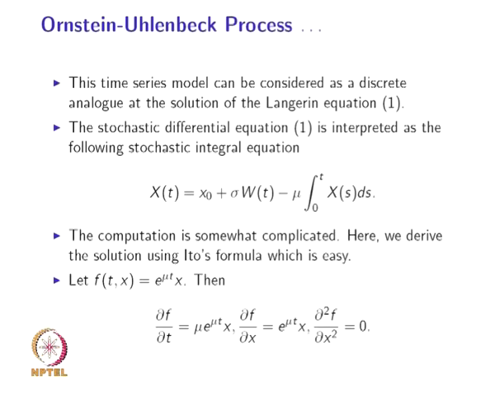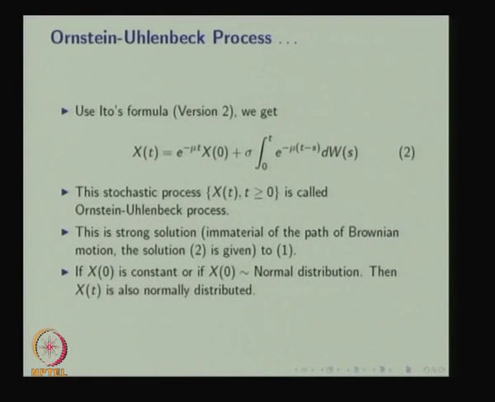Assume that the solution is of the form e power mu t times x. So use version 2 of the Ito formula. That means you have to find the first derivative with respect to t, the first derivative with respect to x, and the second derivative with respect to x. Find those, then substitute in the equation, and you can get the solution: X_t is equal to e power minus mu t X(0) plus sigma times the integral from 0 to t of e power minus mu (t minus s) dW_s.